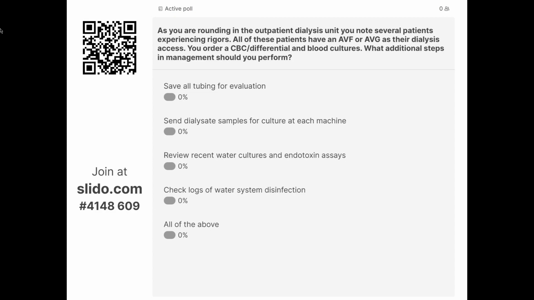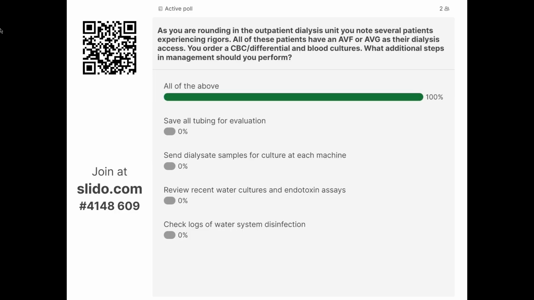All right, the last polling question. As you are rounding in the outpatient dialysis unit, you note several patients experiencing rigors. All of these patients have either a fistula or a graft as their dialysis access. You order a CBC, differential, and blood cultures. What additional steps in management should you perform? And all of you got it right.